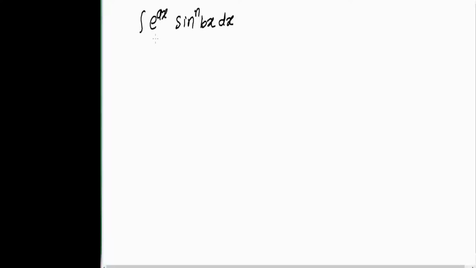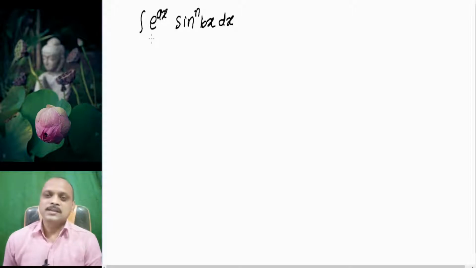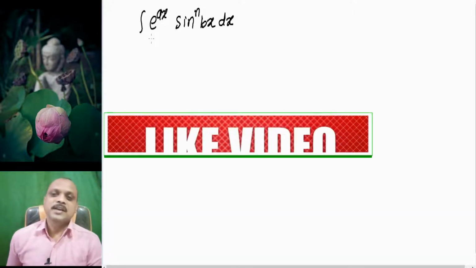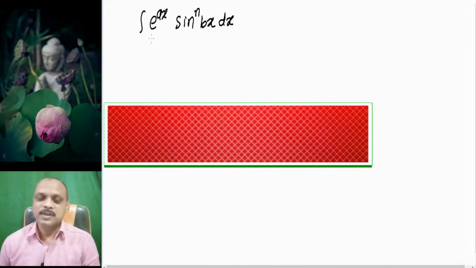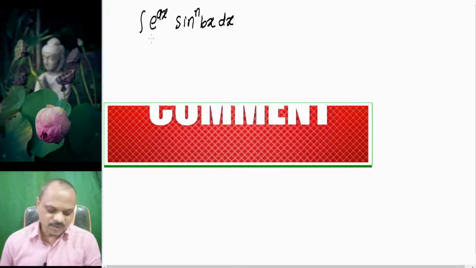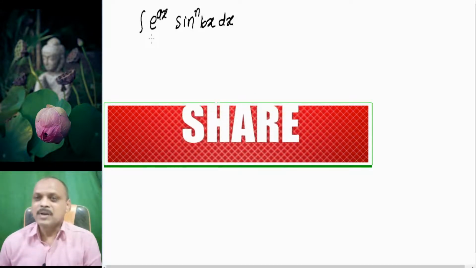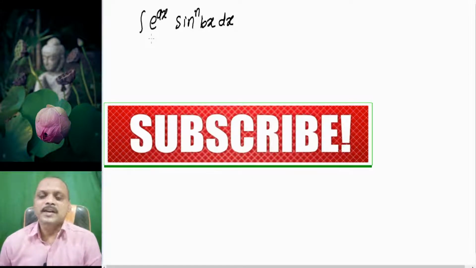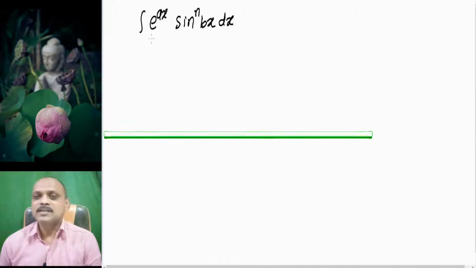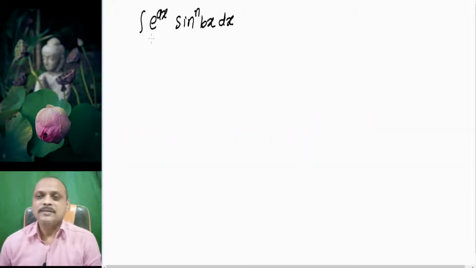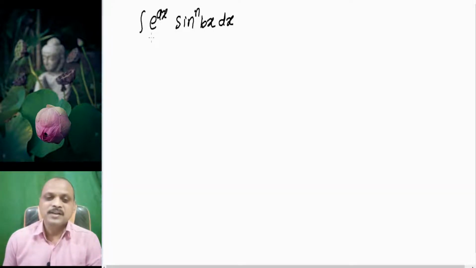Then we will see how I have written the integration of e raised to ax into sin raised to n of bx. We will prove this by integration by parts. As you know, in the ILATE order the sine function comes before the exponential function, which is the last function. So we consider the exponential function as the second function and sine as the first function.